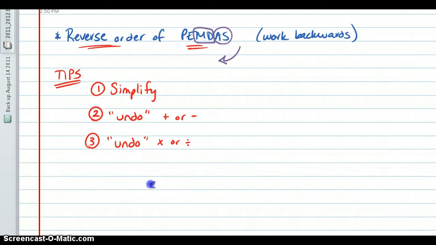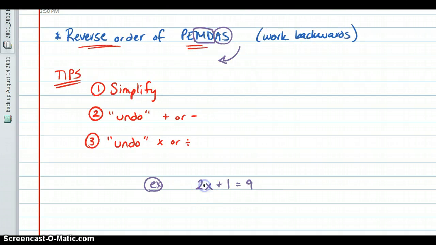So what does this look like? Well, let's look at a very basic example. So 2 times some number x plus 1 equals 9. I bet you could probably figure this out in your head. Okay, what value does x equal? And there's only one that makes this equation true. But let's go ahead and work backwards to solve this.